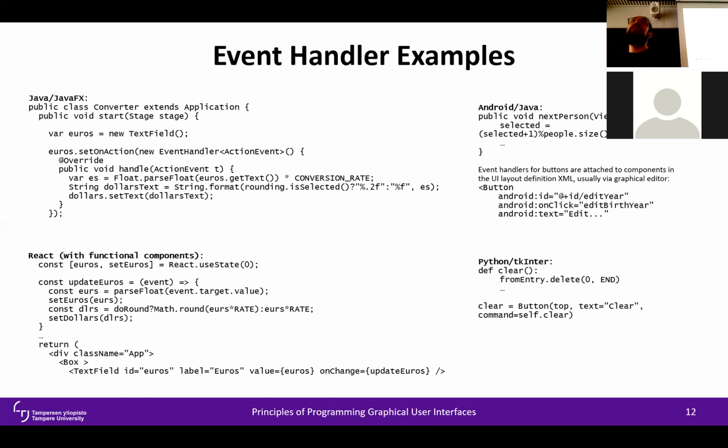What is probably a little bit challenging here for some, if not many of you, is that this notation here may look a little bit unclear. We have this new event handler, action event, with this kind of notation, and then curly brackets directly. And this is an anonymous class. How many of you are familiar with anonymous classes in Java programming?